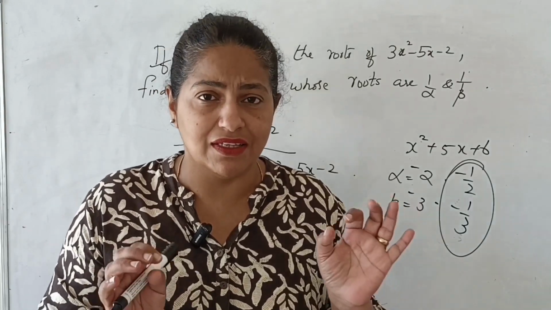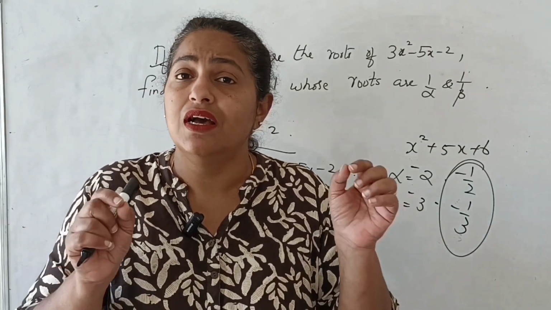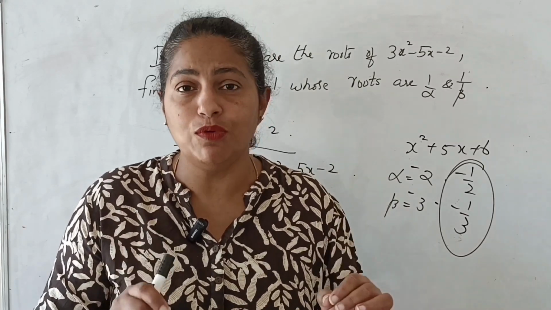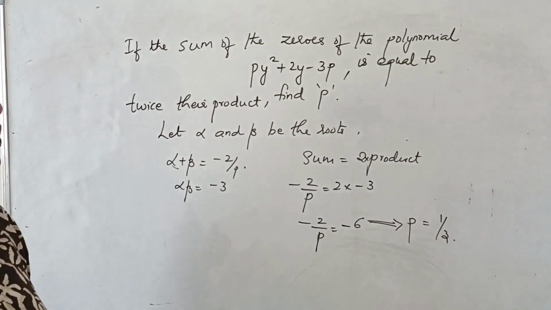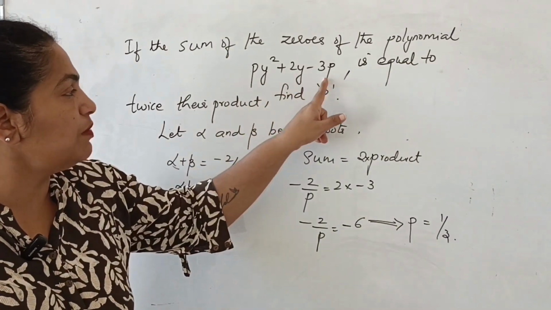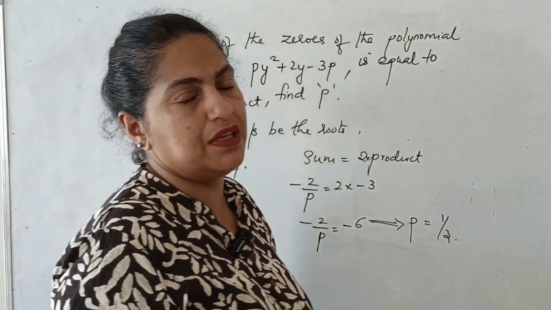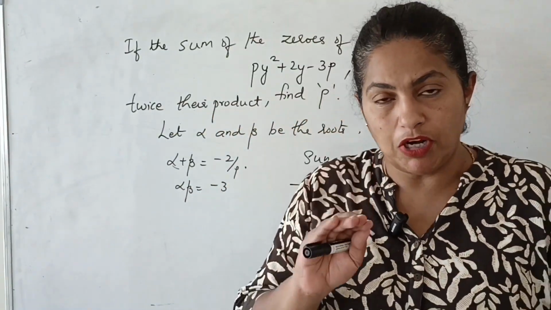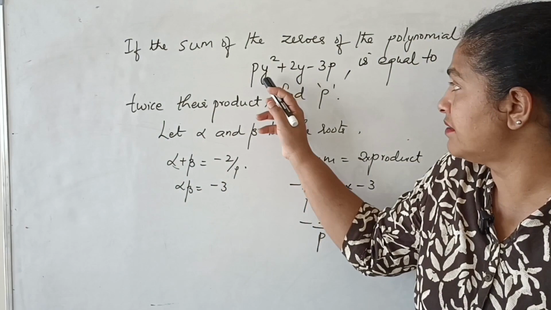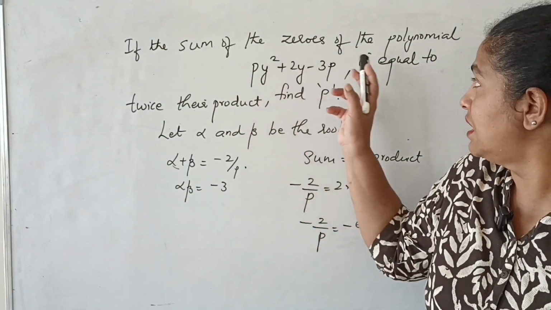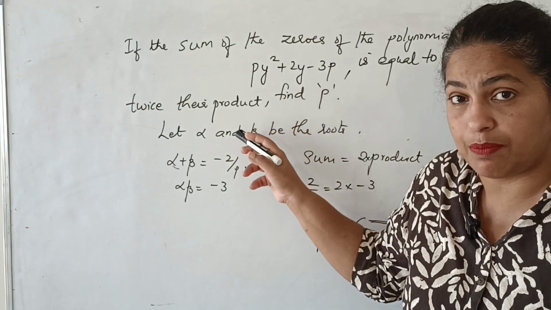In order to understand the difference between these two methods, I want you to try out both the methods with a few polynomials. If the sum of the zeros of the polynomial py square plus 2y minus 3p is equal to twice their product, find the value of p. A very direct question. The polynomial is given to you. It has an unknown variable p in it. We need to find the value of p.